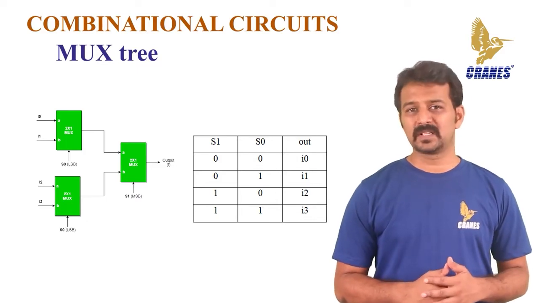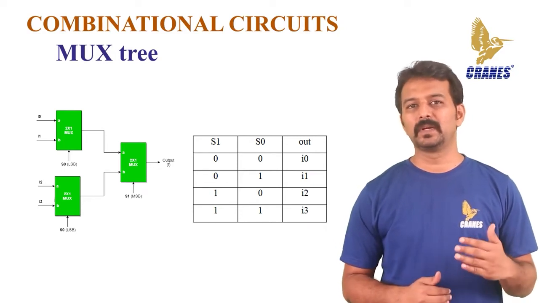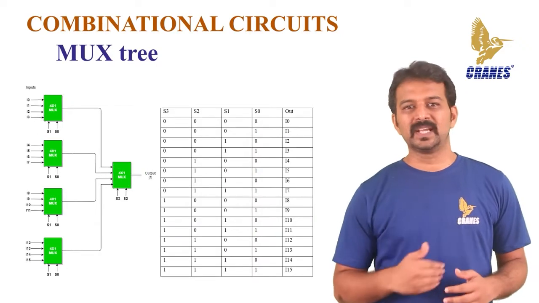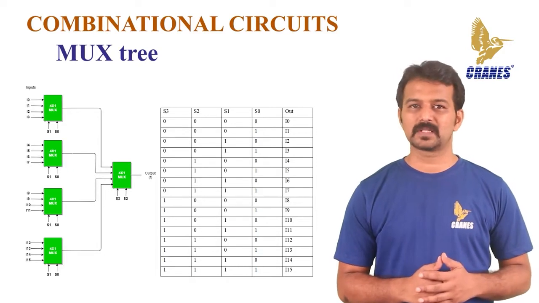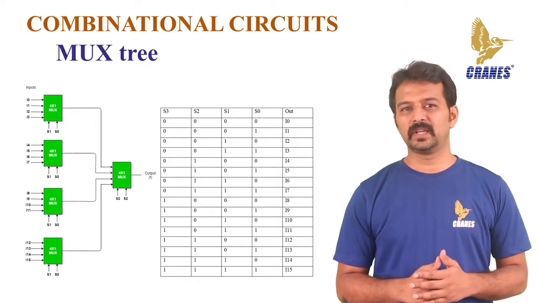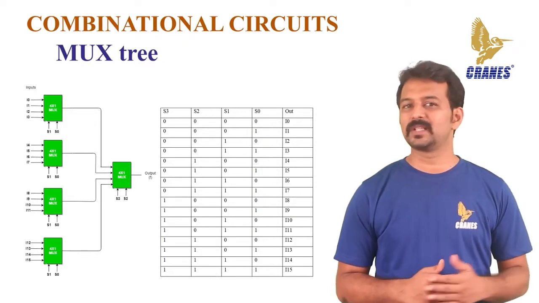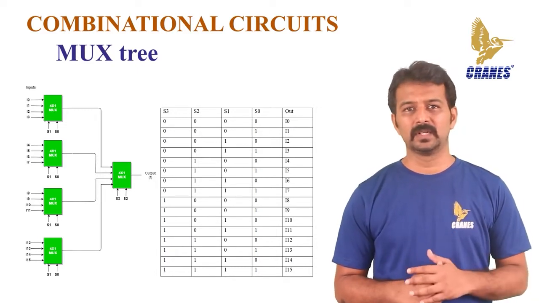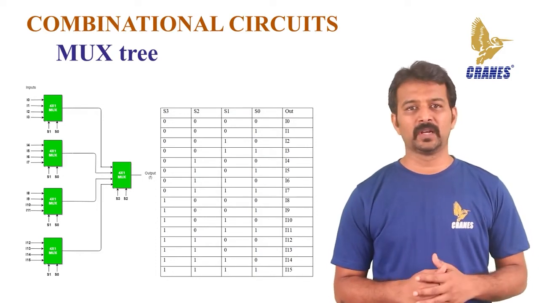Let us try to better understand the concept of mux tree by looking at another example. That is, we are trying to implement a 16:1 mux using the 4:1 mux. The same selection lines S1 and S0 are applied to the 4:1 multiplexers. The data inputs of the first 4:1 multiplexer are I0 to I3. The data inputs of the second 4:1 multiplexer are I4 to I7. The data inputs of the third are I8 to I11. The data inputs of the fourth are I12 to I15.